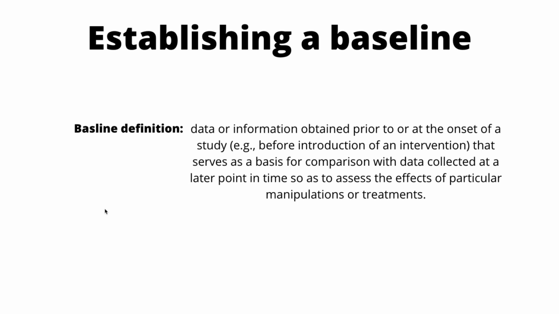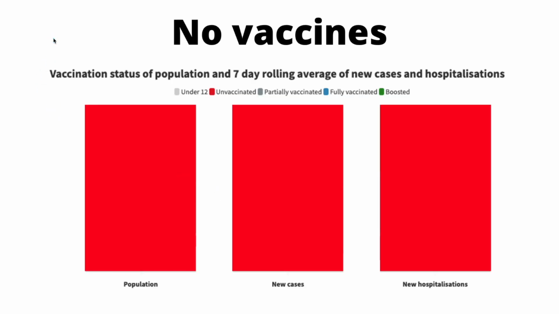So to establish whether or not we're seeing negative efficacy, we first need to establish a baseline to measure against. So here we see the definition of a baseline in the context of research as follows. Data or information obtained prior to or at the onset of a study, e.g. before introduction of an intervention, so in this case the intervention would be the vaccine, that serves as a basis point for comparison with data collected at a later point in time so as to assess the effects of particular manipulations or treatments.